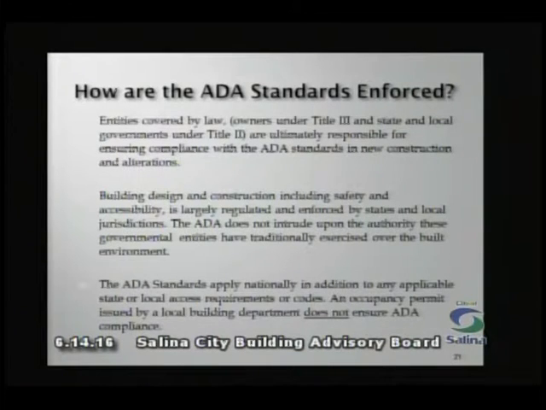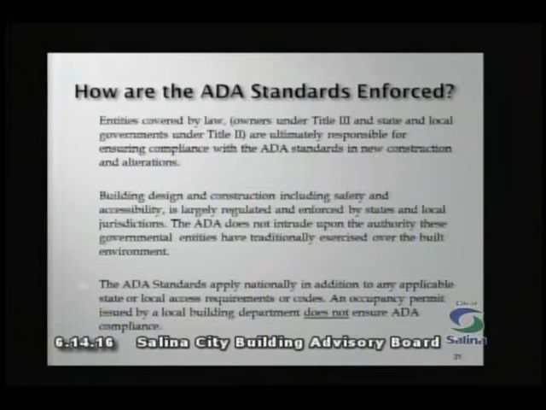So who is ultimately responsible? All entities covered by law, which means basically the owners. They are ultimately responsible for ensuring compliance with ADA standards in new construction and alteration. This is also done in conjunction with their design professionals, architects, engineers, etc., that advise them as to what they need on their project. So every set of plans that comes in, we are already provided the ADA components for that particular project from the architect for us to review.